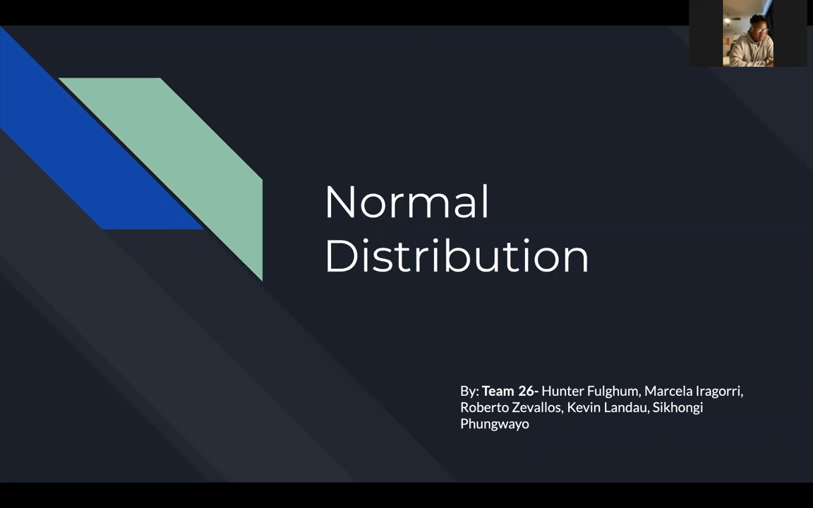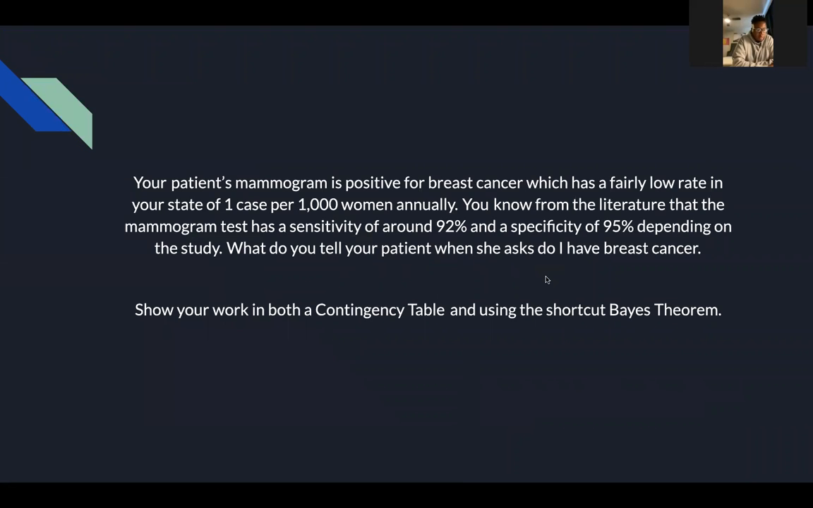We're asked in class to tell our patient what the chances are of them having breast cancer. The scenario goes that we come up with a positive test for this patient, with the state having a fairly low incidence of 1 case per 1,000 women annually. We have a sensitivity of 92% and a specificity of 95%.